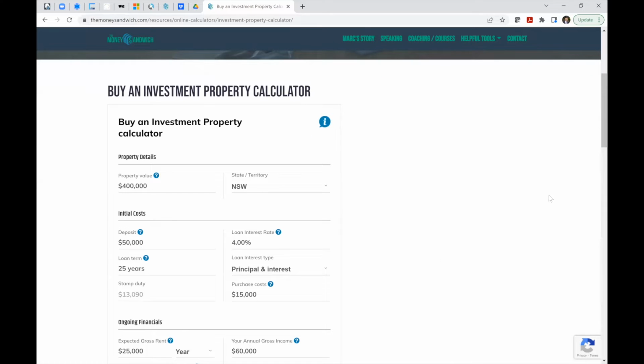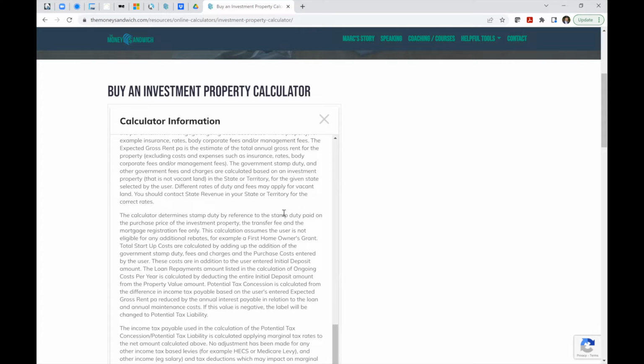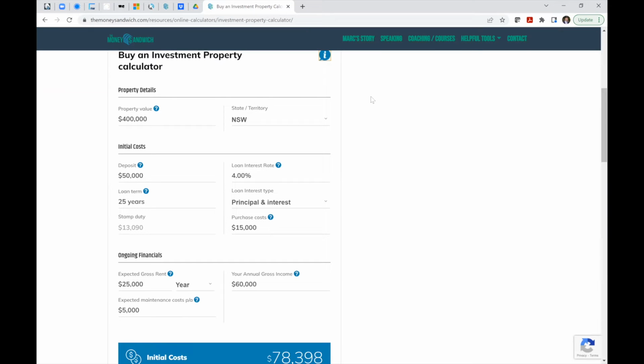So if you can see here, first of all, there's a little i. If you hit on that, that gives the information on all the considerations in this calculator. So it's important just to read through because things like stamp duty and all that are different in every state. So in this property, we're using a value of $400,000. As I said before, stamp duty for New South Wales, but if you're in any other state, you can put that in to be able to work out your own situation. We're using a deposit of $50,000 in this, and the loan interest rate is 4%.